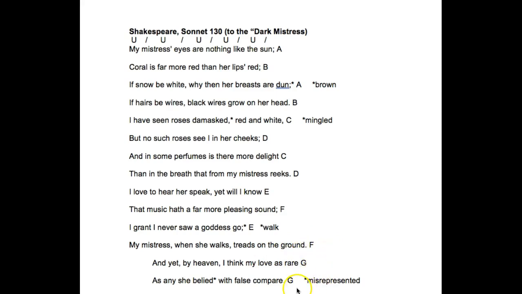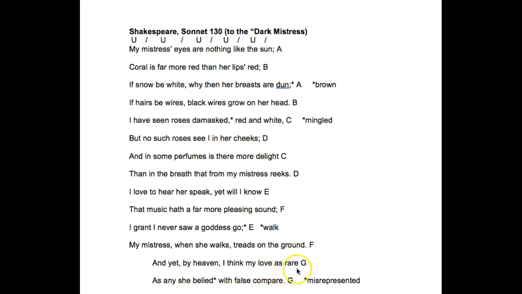It's kind of like a backhanded compliment. He says, "And yet, by heaven, I think my love as rare as any she belied with false compare." And so we could ask what he means by this, my love as rare. Is he saying that it's rare because in spite of her lack of perfection or idealized beauty that we expect to see, he still loves her, and so that's why it's rare? Or is it just rare, meaning that it's profound?